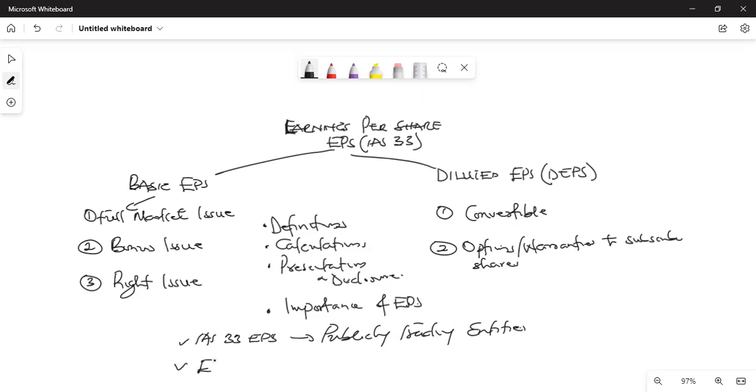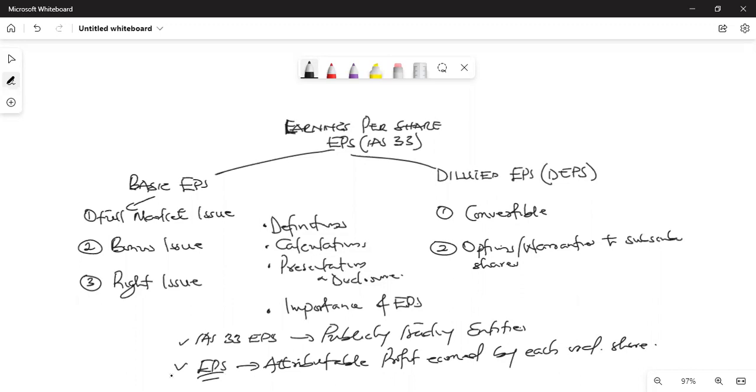And as such, when we say earnings per share, what we are trying to say is the attributable profits earned by each ordinary share. All right, so that is what we mean. Earnings per share should show us how much our share has earned, and it is out of it that they will pay dividends.